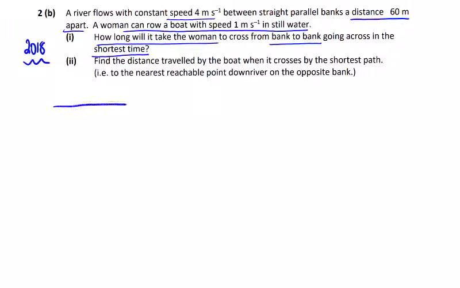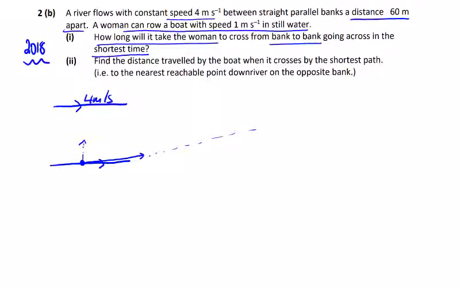Okay, here's our two river banks. Here's our woman. And if the river is flowing in this direction at 4 meters per second and she can swim at 1, if she goes in this direction here, at a really small angle, she's going to get dragged really far down the river. If she goes directly across, she's going to get dragged quite a lot because the speed is 4 times greater than hers.